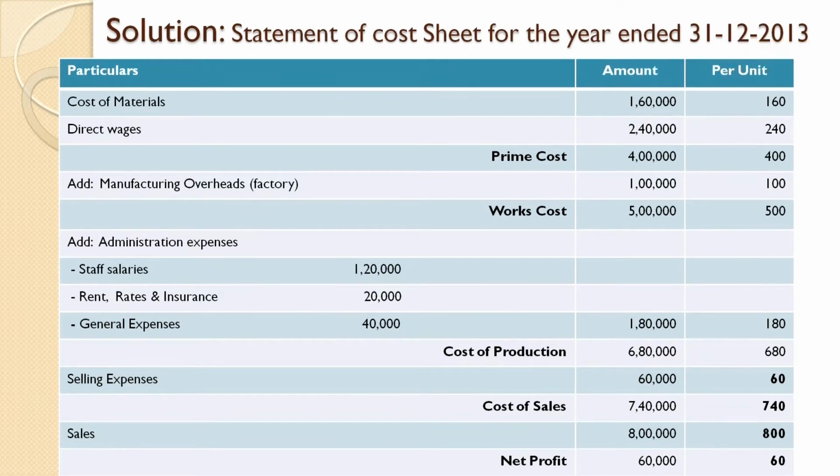So, 1,80,000 rupees is the total amount and 180 rupees is the per unit expense, which will be added into the work cost. Now, see the total amount of cost of production: 1,80,000 added into the work cost comes to 6,80,000 rupees, and per unit cost comes to 680 rupees. This is your cost of production.